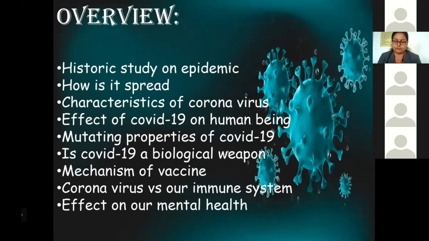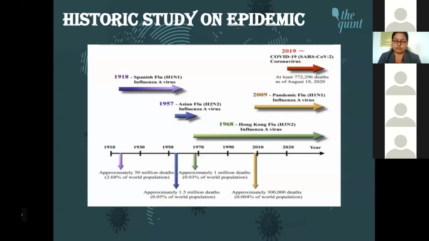Historic study of epidemic, how it is spread, characteristics of coronavirus, effect of COVID-19 on human beings, mutating properties of COVID-19, is COVID-19 a biological weapon, mechanism of vaccine, coronavirus versus our immune system, effect on our mental health. So the first topic is historic study of epidemic.